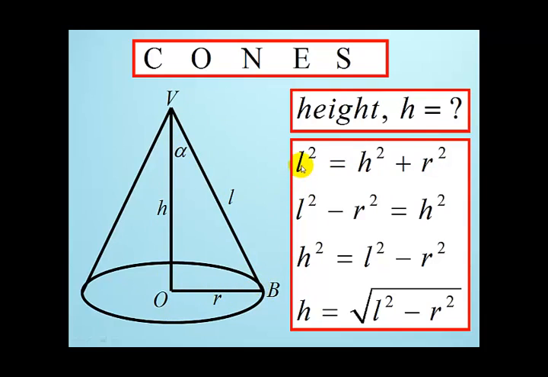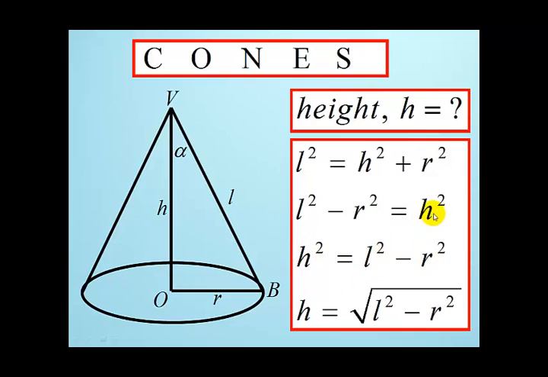So the slant height square, that is the hypotenuse square, is equal to the adjacent square, that is adjacent to the angle alpha, plus the square of the base radius. So if L square equals H square plus R square, take note that we are solving for the height of the cone. So we make H the subject. Now plus R square on the right hand side of the equation becomes minus R square on the left hand side, and this is equal to H square. So we have L square minus R square equals H square, and this can also be written as H square equals L square minus R square.